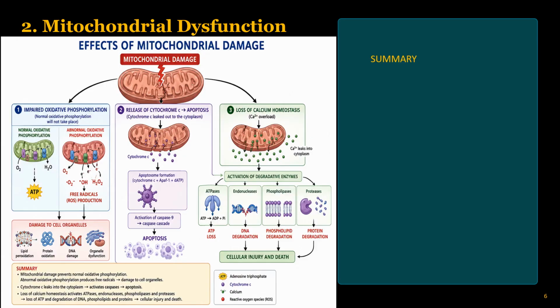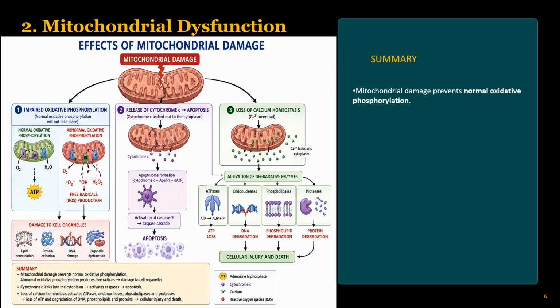And when calcium is found inside the cytoplasm, it will cause the activation of certain enzymes. The enzymes that it is going to activate are ATPases, endonucleases, phospholipases, and proteases. ATPases lead to the degradation of ATP, leading to ATP loss. Endonucleases lead to the degradation of DNA. Phospholipases lead to the degradation of phospholipids, and proteases lead to the degradation of proteins. So if all these substances are being degraded, what is going to happen is cell injury or cell death. So these are the consequences or the effects of mitochondrial damage on the cell.